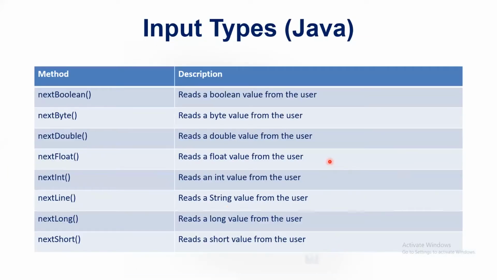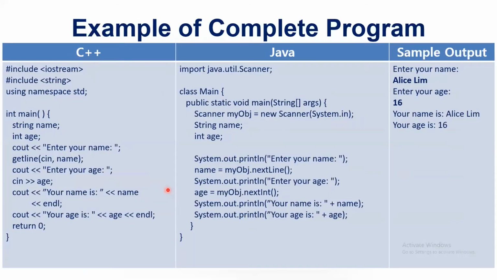Okay, so these are the input types, because for different kinds of input, you will need different kinds of functions from Java. If you are reading a Boolean value, you need to use nextBoolean. But if you are reading, for example, a long value, you use nextLong.